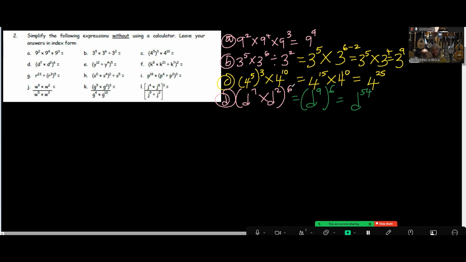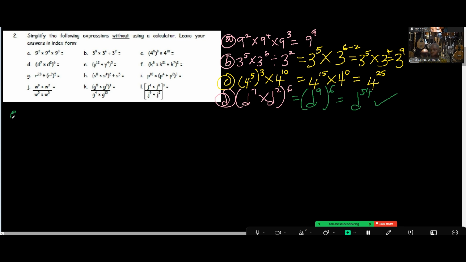Otherwise, you would have said 7 times 6 is 42, and 2 times 6 is 12. So if you add 12 and 42, you still get 54. So that is how to do this one. You firstly do the one in the bracket, then you take note of the power outside the bracket.